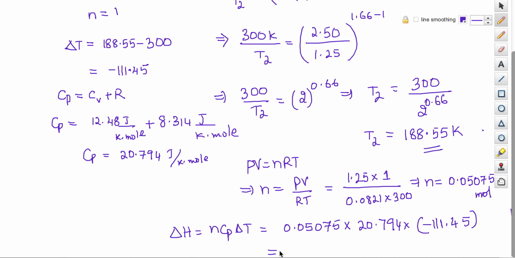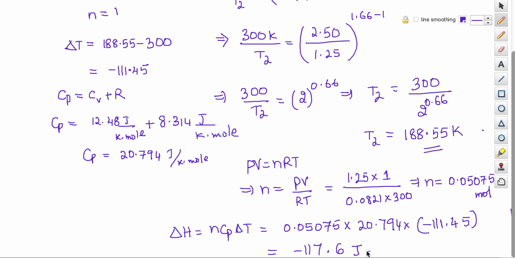And what are we going to get as enthalpy change here? Let's see. 0.05075 times 20.794 times 111.45. So I got negative 117.6 joules. That's the answer. That's the enthalpy change.